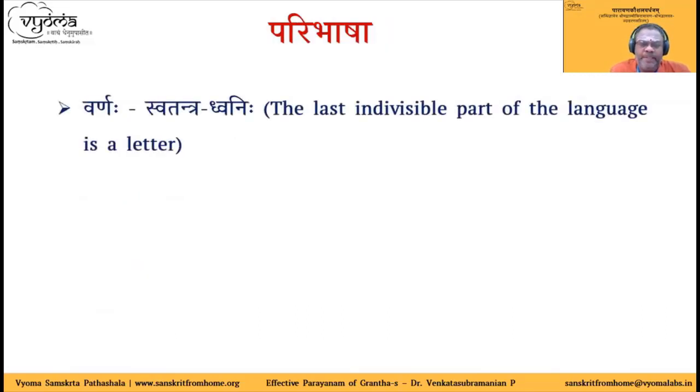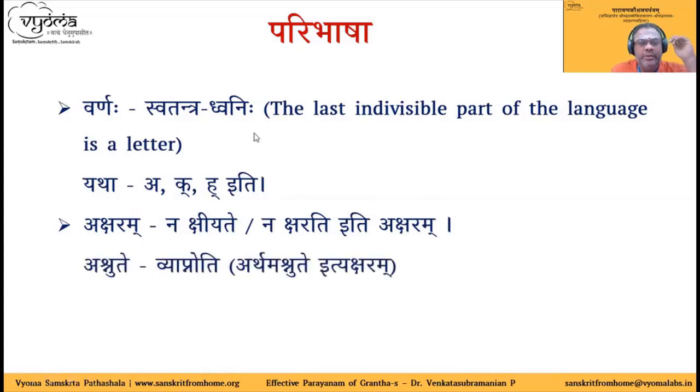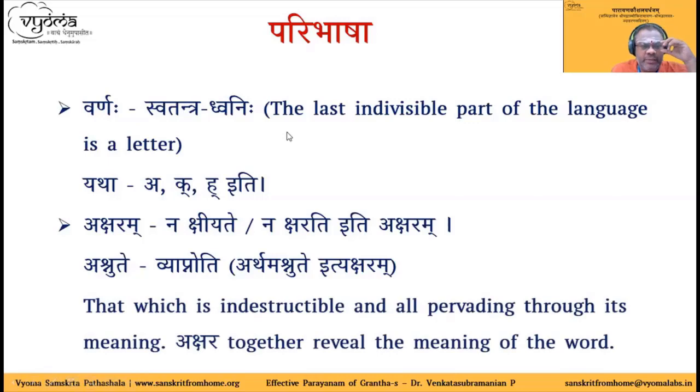So, what is the meaning of a Varna? It is the last indivisible part of the language. You can't divide it further. That's why it is also called as Aksharam. Nakshiyate, Naksharati iti Aksharam. So, what is this, sir? Varna is there, Akshara is there. Which one we have to use? Both are correct. Aksharam has got an etymological derivation where it says Ashnoti, Vyapnoti, Artham Ashnute iti Aksharam. That which is indestructible and which is all pervading through its meaning is called Akshara. So few Aksharas put together reveal the meaning of the word.